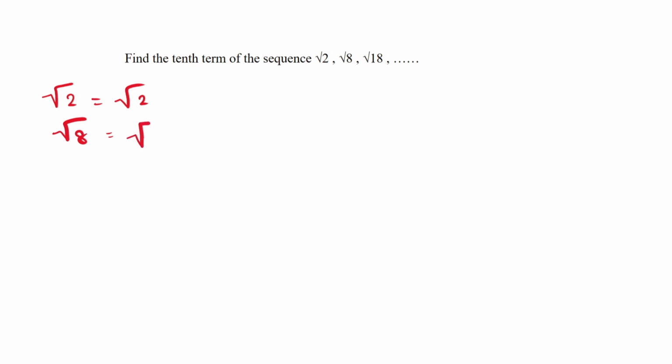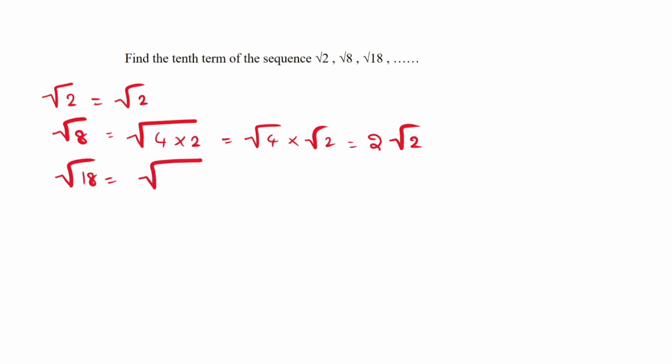So that's why I am writing 8 as 4 twos. So here root 4 is a perfect square. So now I am separating this as root 4 into root 2. Root 4 value is 2. This root 2 as it is. So 2 root 2. The same way root 18, which equals 18, we need to write as a product of two numbers in which one is compulsorily a perfect square.